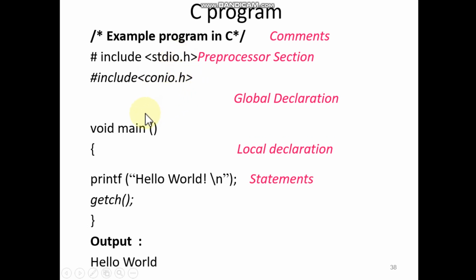And then comes your global declaration. Then go for your local declaration, wherein we start the C program with a main function. The data type of your main function can be void. Inside your main function, we will have a statement like printf. Inside printf, within the double quotes, I am going to print hello world, \n, where \n is your new line. Then getch, and close your main program. When you execute this code, you will get the output hello world.